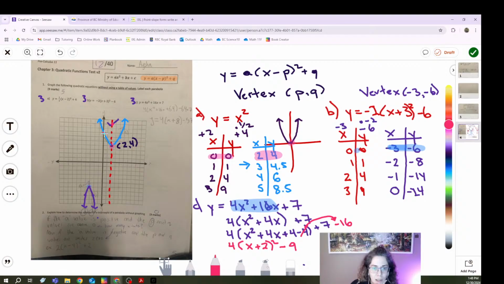oh, and technically, sorry, this wouldn't be plus 2, because remember it's x minus p. It'd be at negative 2. Why did I go up 9? I reversed mine for some reason. Say that again. Like when you're in this form?